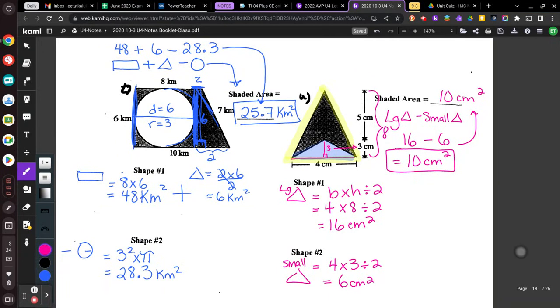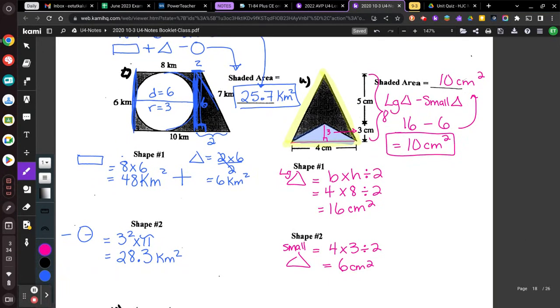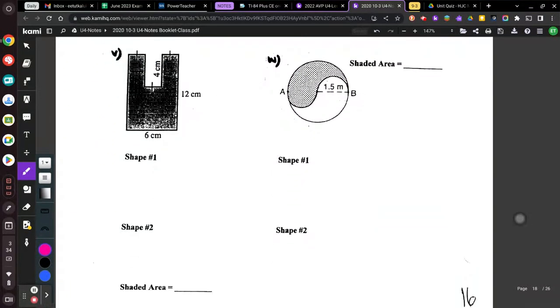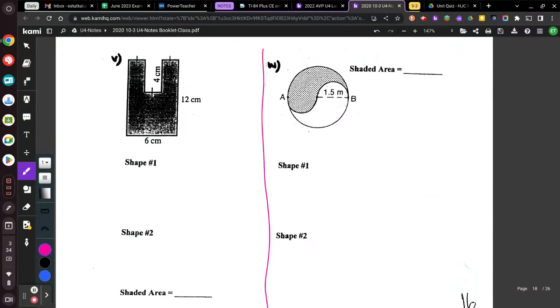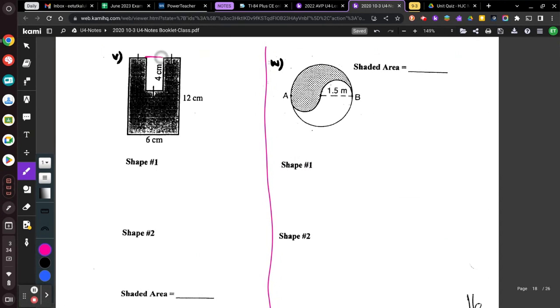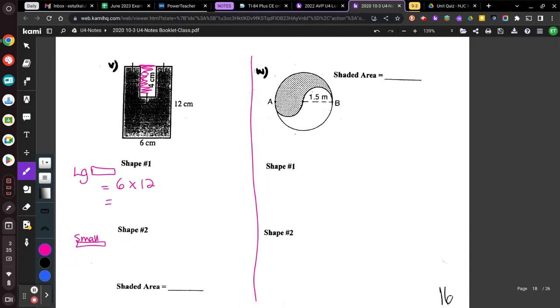Okay, our last two in this lesson. On the bottom here, we're going to take a look at the guy on the left. So the guy on the left is one giant rectangle, and then we have a small rectangle here that we're going to cut out. So we're going to have a large rectangle, and we're going to have a small rectangle. So my large rectangle is going to be 6 times 12, and that's going to give me 72 centimeters squared.